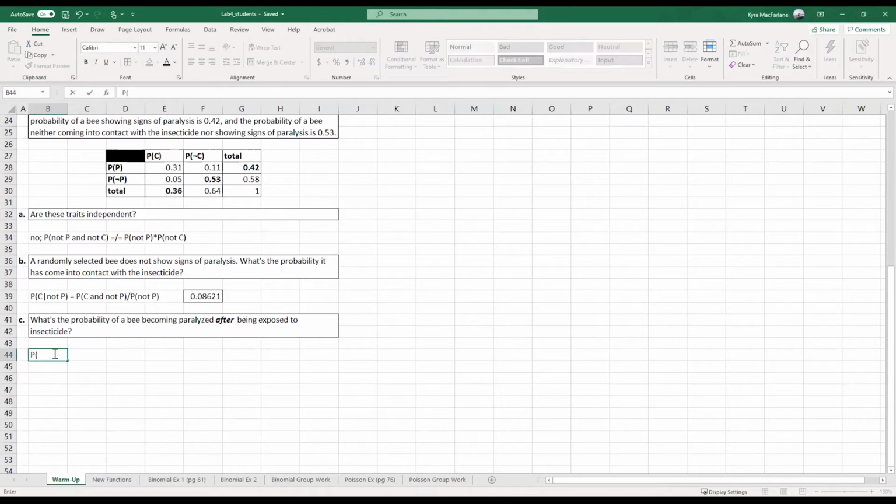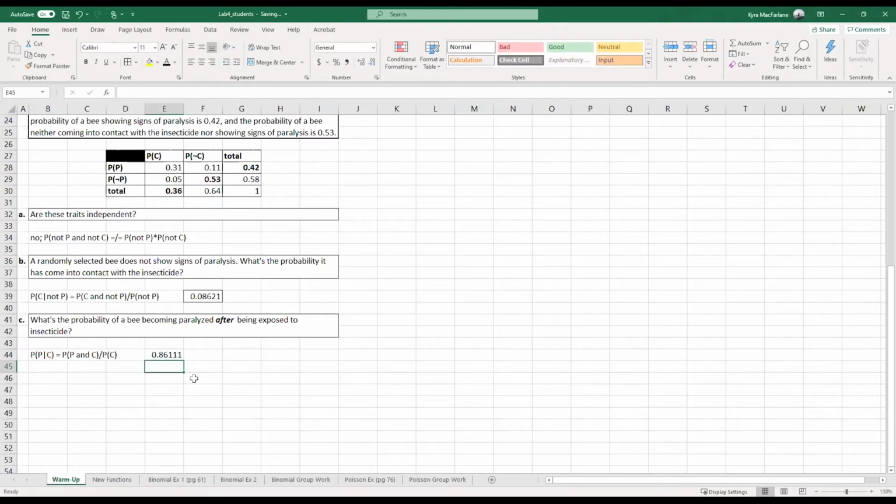So the probability of paralysis given it's already come into contact is equal to the probability of paralysis and contact divided by the probability of contact. So the probability of P and C divided by the total probability of coming into contact is 0.86. And if we think about that, that actually makes sense, right?